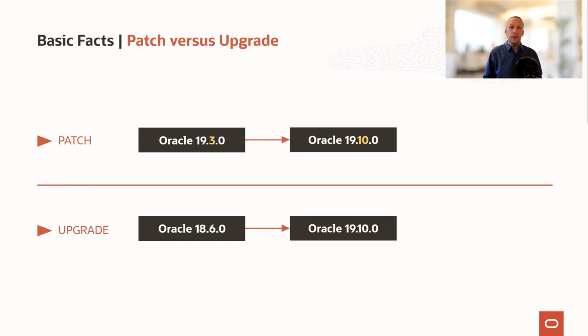Now, in contrast to that, if you look at a database upgrade, if you go from database 18 to 19, you'll see that it is the 1st digit that changes, in this case, from 18.6 to 19.10. So just by looking at the number format or the number change, you can see whether it's a patch or an upgrade. And you can also see that by looking at the tools that you use for either a patch or an upgrade. If you use OPatch, it's a patch, whereas if you use preferably AutoUpgrade or DB Upgrade, it's an upgrade.